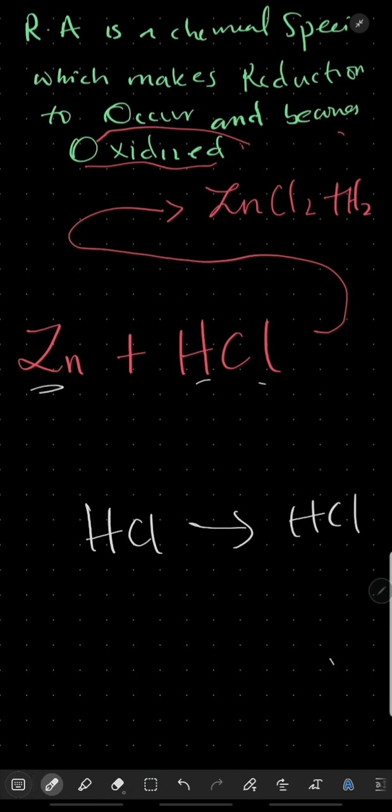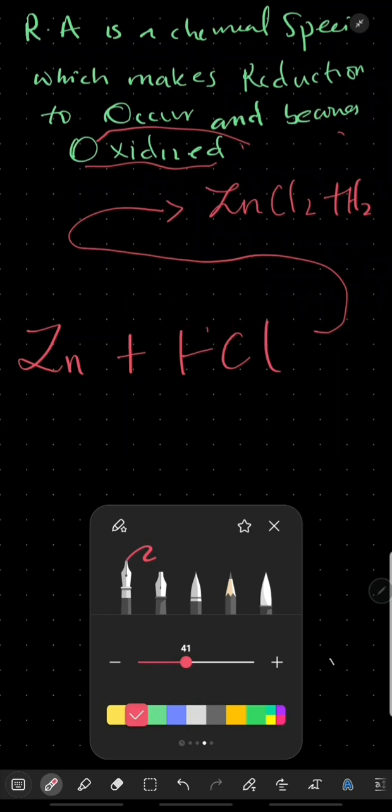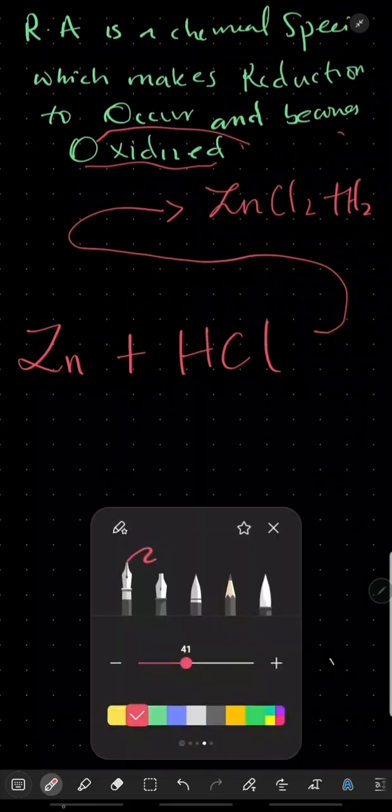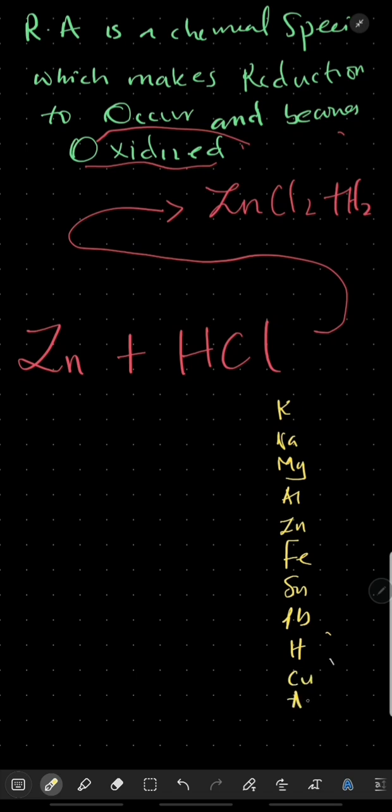Now, you will really appreciate what I'm explaining if you understand the mechanism behind this reaction. The mechanism behind this reaction is simply the electrochemical series. If you can recall, in the electrochemical series we have potassium, sodium, magnesium, aluminium, zinc, iron, tin, lead, hydrogen, copper, Hg which is mercury, Ag, and Au.